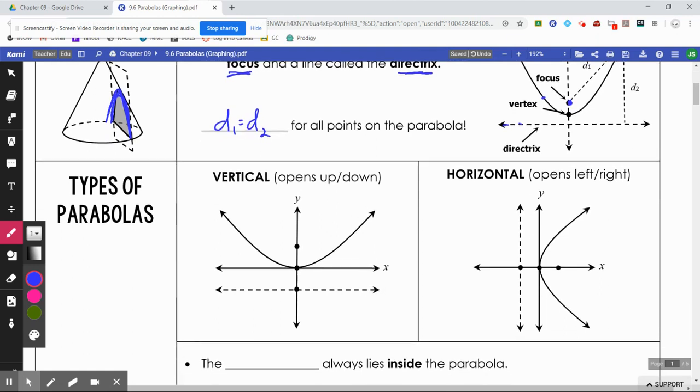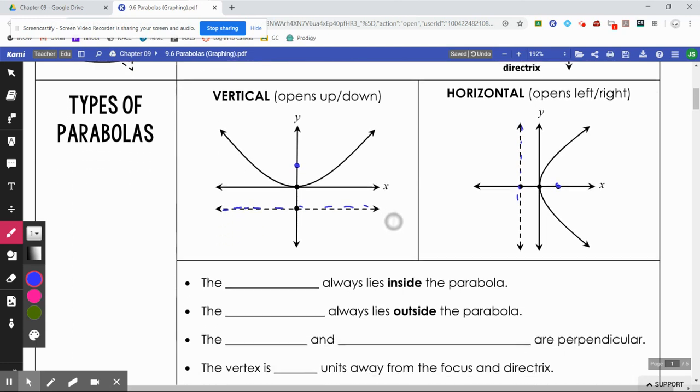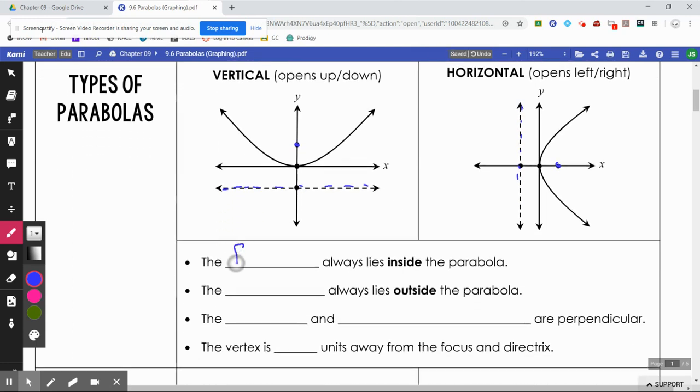There are two types of parabolas. There is a vertical parabola that's either going to open up or down, and there's a horizontal parabola that's opening left or right. Again, you see here the directrix and the focus for each of those. The focus will always be inside the parabola, so the parabola kind of bends around that focus. The directrix will always be outside the parabola.